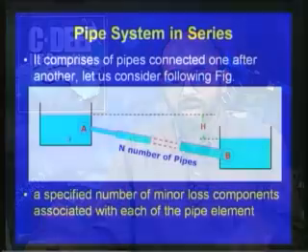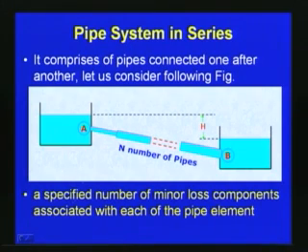As we have seen earlier, a pipe system in series comprises pipes connected one after another. If you want to connect two reservoirs, say from A to B like this, instead of using a single pipe, since most of the time it will be difficult if the distance between A and B is large, we may use a number of pipes, maybe of different diameters. Here you can see one diameter is smaller and another larger; a number of pipes are used here and connected serially.